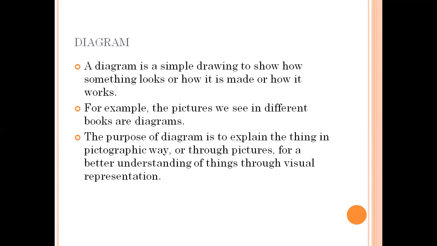Let us now see what a diagram is. A diagram is a simple drawing to show how something looks or how it is made or how it works. For example, the pictures we see in different books are diagrams. The purpose of diagrams is to explain the thing in a pictographic way or through pictures for a better understanding of things through visual representation.